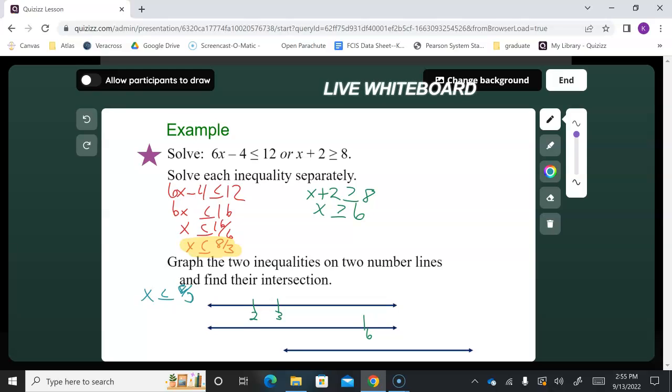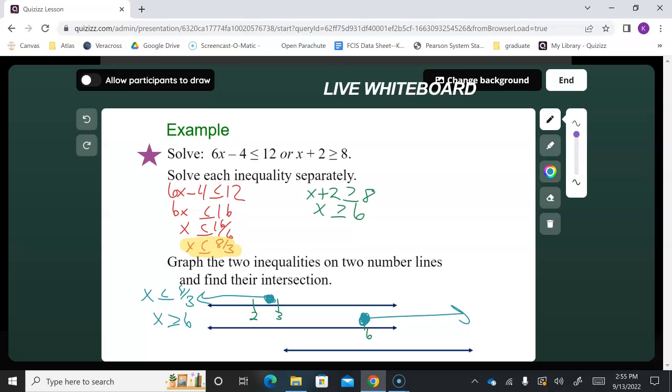What kind of circle am I going to use on my graph? Closed, because of the or equal to. And then which way am I going to shade? To the left. Less than or equal to. All right. x is greater than or equal to 6. Closed circle. Shaded which way?